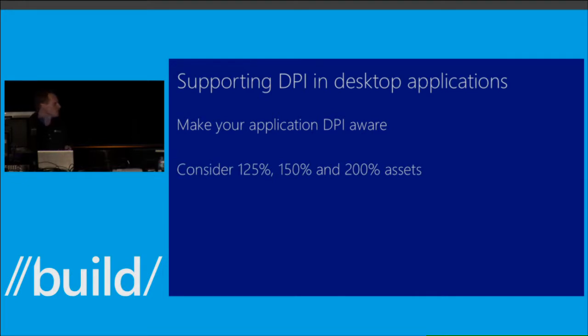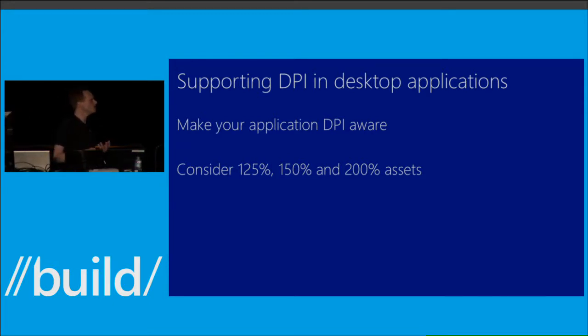The second point to think about is asset support. Assets, things like bitmaps, fonts and icons, you really need to consider supporting this range of asset sizes that I show here. So in addition to 100%, consider 125, 150, and 200% scale factors for assets. I'm not going to go into the implementation details here. Steve Wright, one of my colleagues, is going to do a deep dive on this after lunch, and he will cover this in more detail.